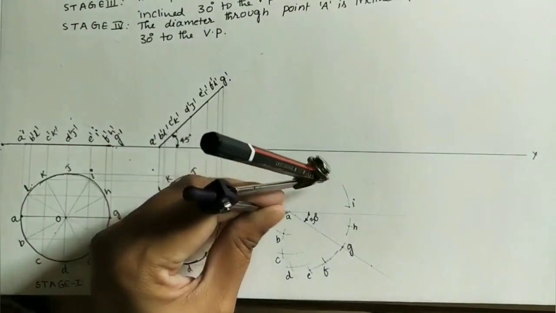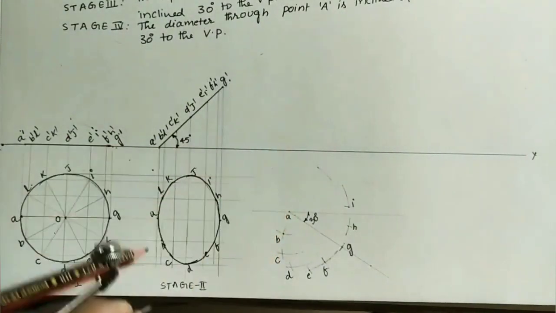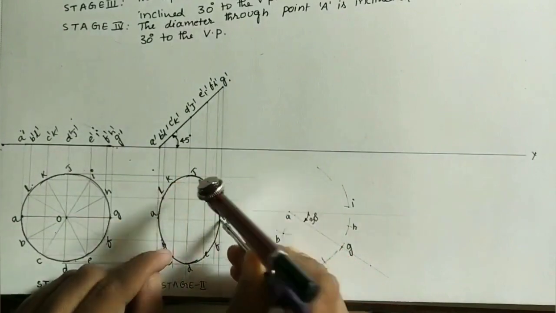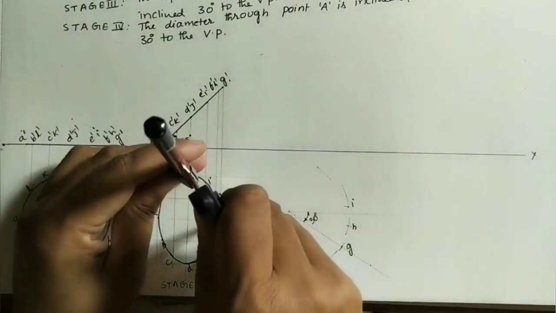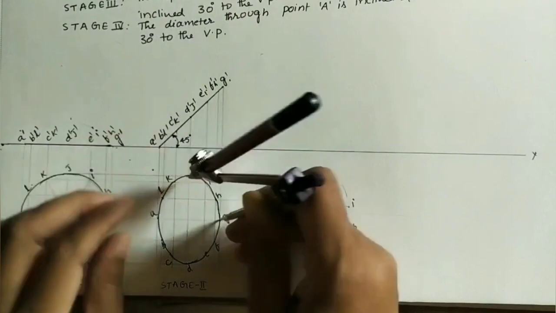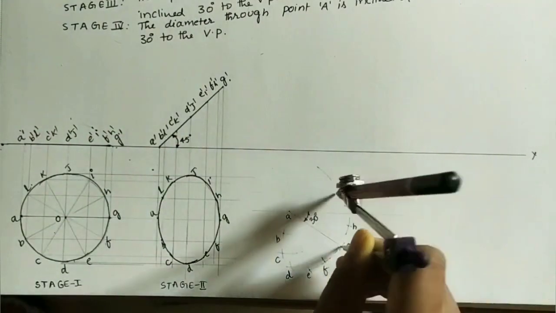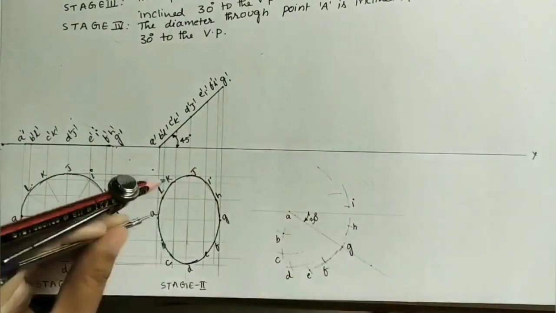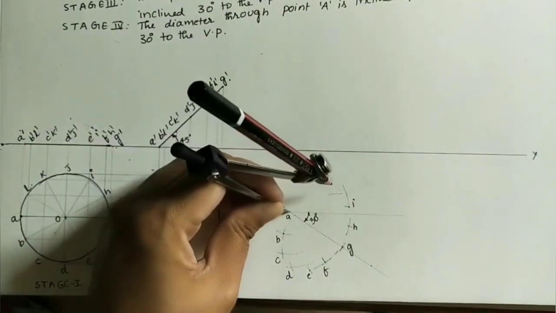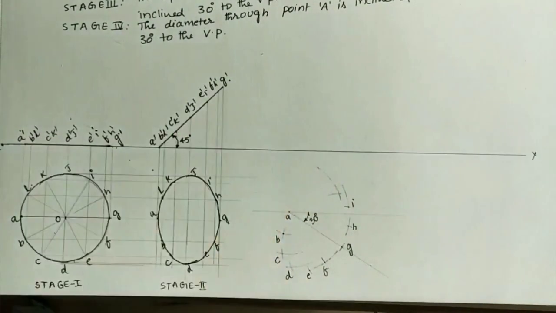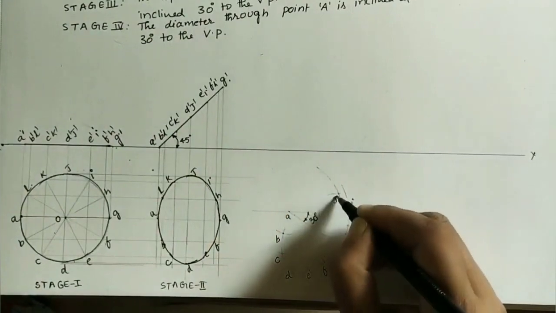AJ length. Do an arc here. Similarly GJ length. Okay. Next take GJ length. G as center. Cut this arc. Now here extend this arc, AJ length. So this intersection point is J.